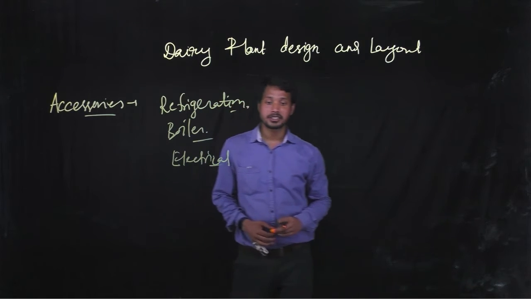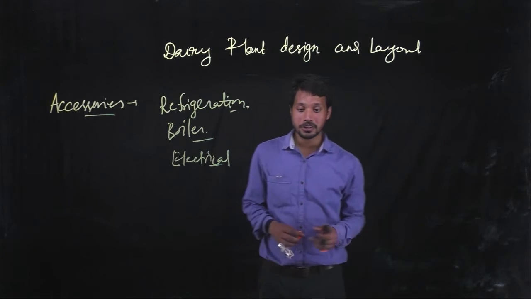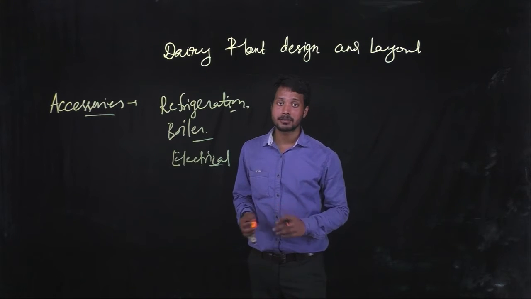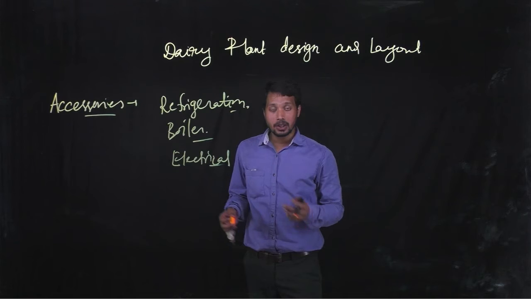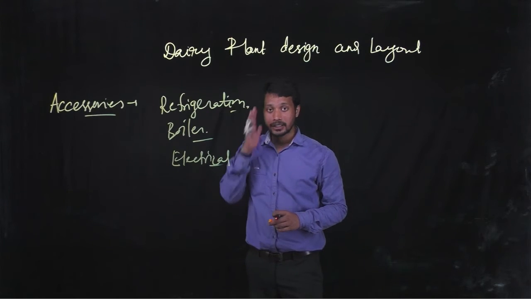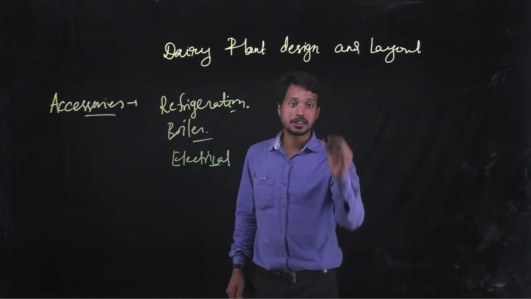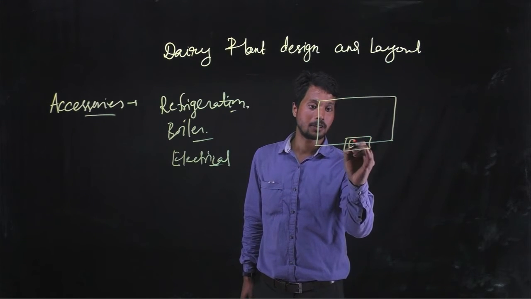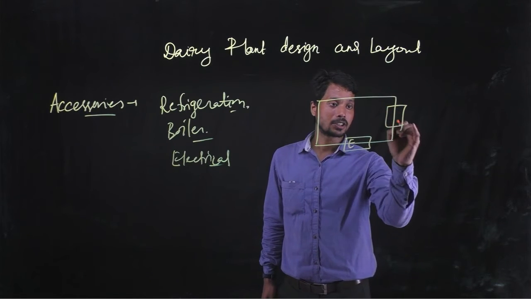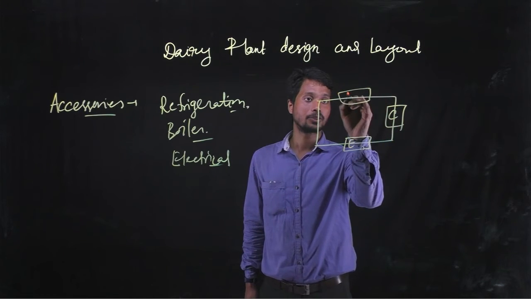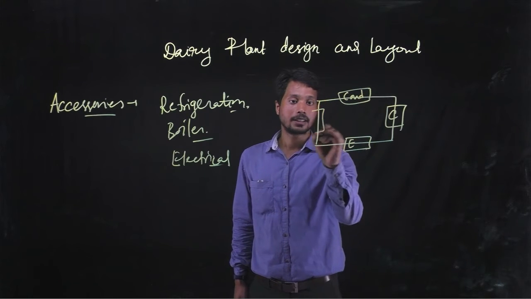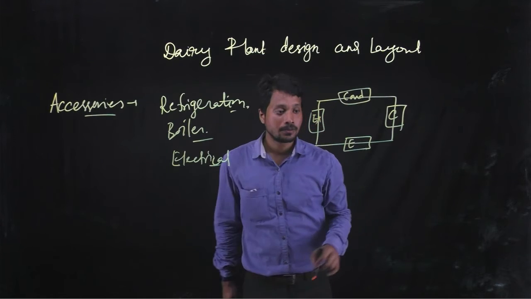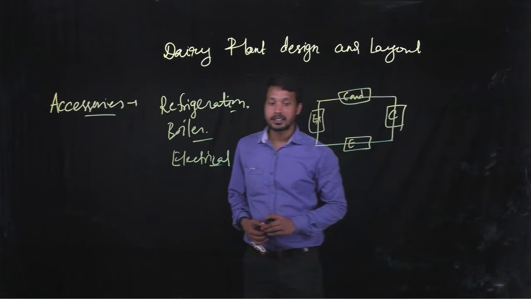In the refrigeration unit, you have seen that the purpose of refrigeration is to cool the product below the environmental temperature, at the storage temperature. There are four components: the first is the evaporator, the second is the compressor, the third is the condenser, and the last is the expansion device. These four components are available in a refrigeration unit.